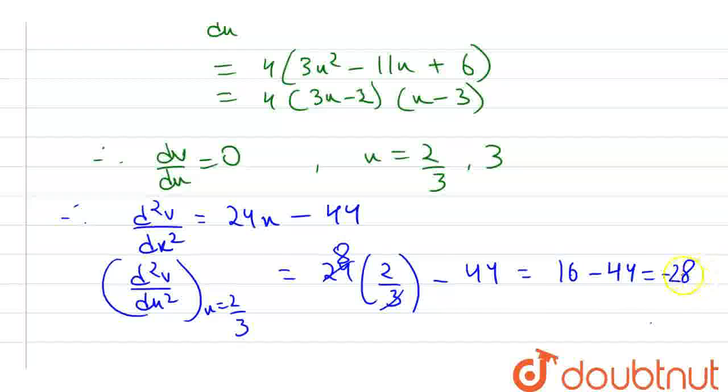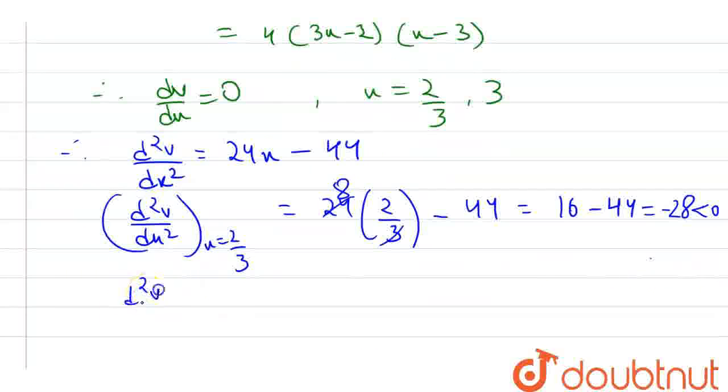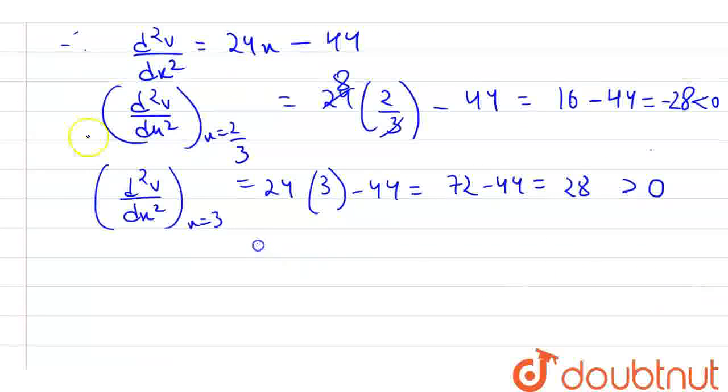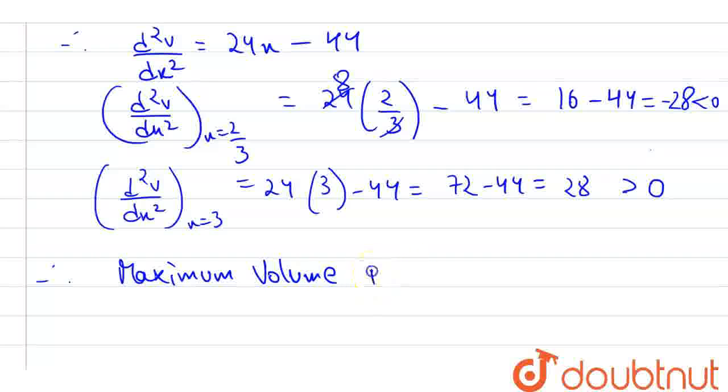So therefore it is less than 0. And d square V upon dx square at x equals 3 comes 24 into 3 minus 44, so it comes 72 minus 44, so it remains 28. So it is greater than 0, as you can see. So therefore we can say that maximum volume is at x equals 2 by 3, since it is less than 0, so it is maximum.